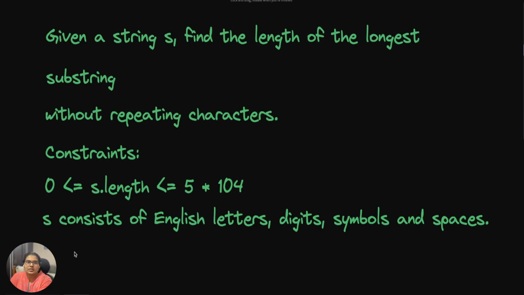Let's look at the problem statement. The problem statement says we are given a string S and we have to find the length of the longest substring without repeating characters. So we have to find a substring which has all unique characters in the given string. The given constraints are on the length and the type of characters it can have. It can only have English letters, digits, symbols, and spaces.